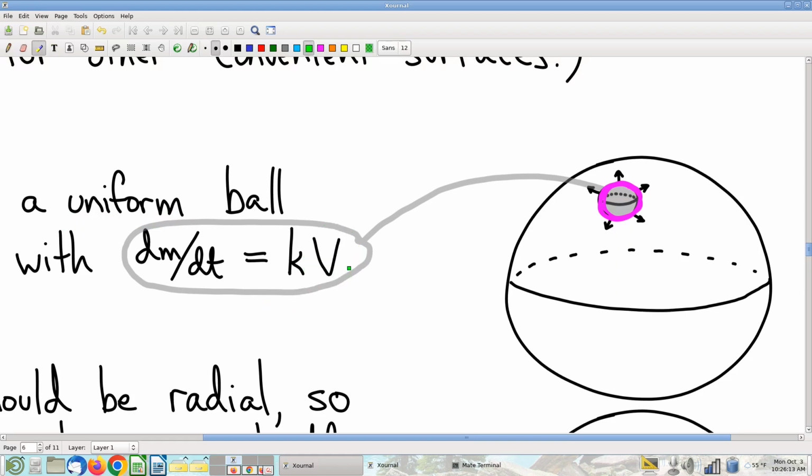Okay, so how are we doing on the first big point? Does everybody believe that the flux through this surface is proportional to the volume? Everybody happy?